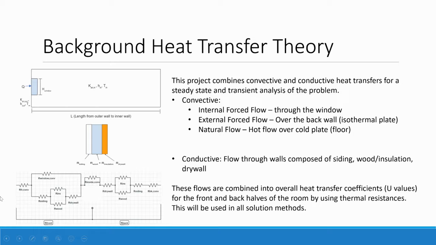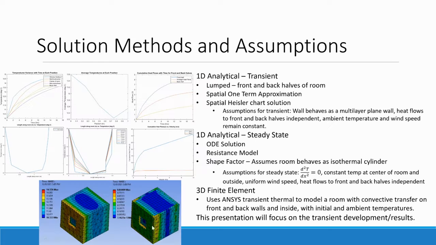These are combined into resistance values here, and overall heat transfer coefficients are evaluated from this to be used in all solution methods. Our solution methods are a transient and steady state 1D analytical model, as well as a 3D finite element analysis. Our transient model uses a lumped approximation, a one-term approximation, and a Heisler chart solution.